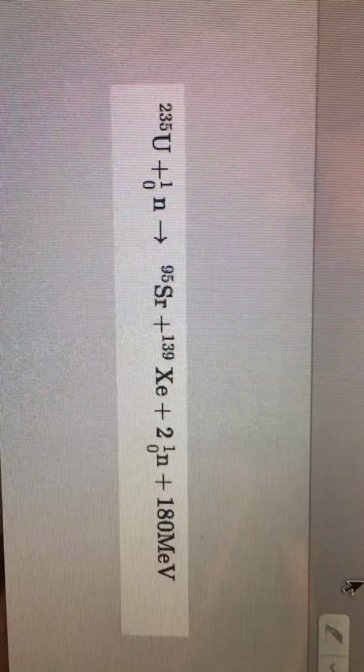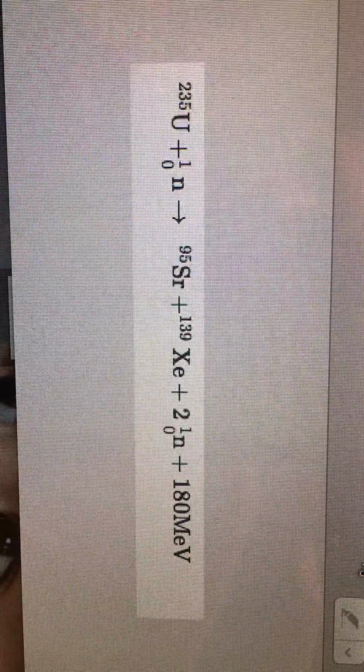The uranium atom can split any one of dozens of different ways as long as the atomic weights add up to 236, uranium plus an extra neutron. The following equation shows one possible split, namely into strontium-95, xenon-139, and 2 neutrons plus energy. The immediate energy released per atom is about 180 million electron volts.